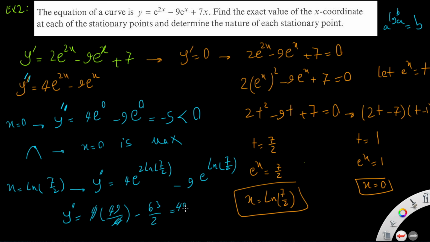Then it will be 49 minus 31.5, giving you an answer of 17.5, which is more than 0. It means that the curve bends upwards. So x is equal to ln of 7 over 2 is a point of minimum.